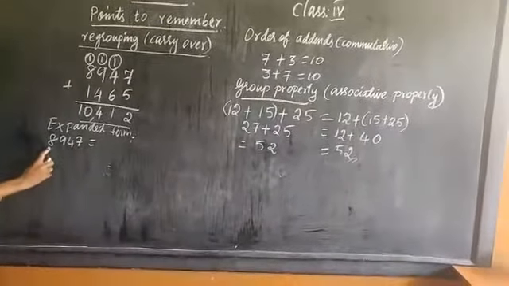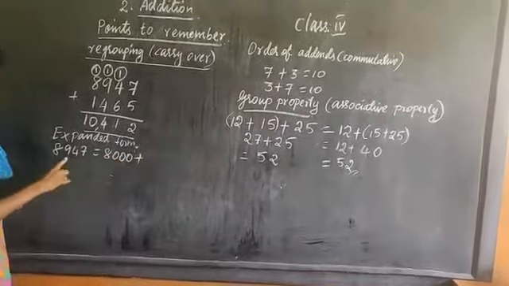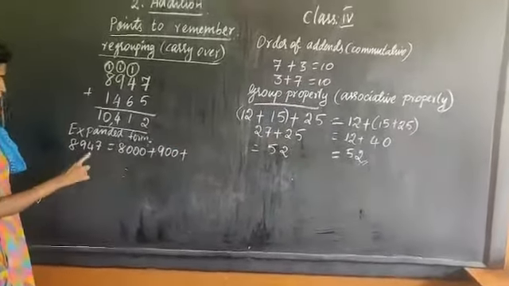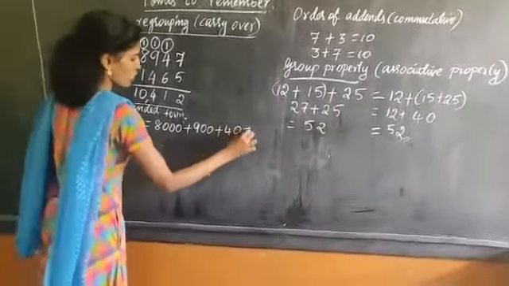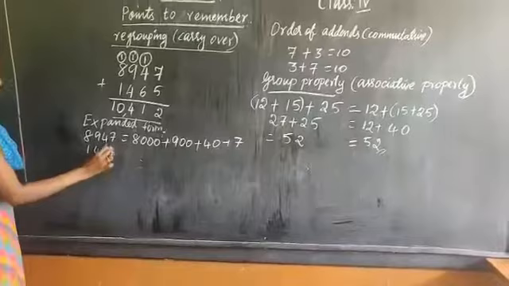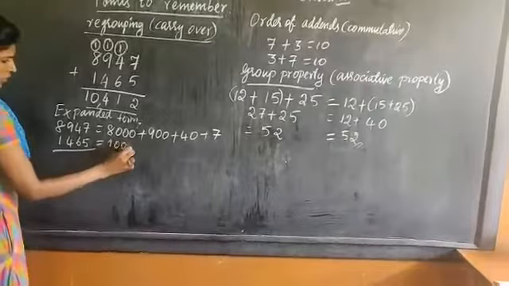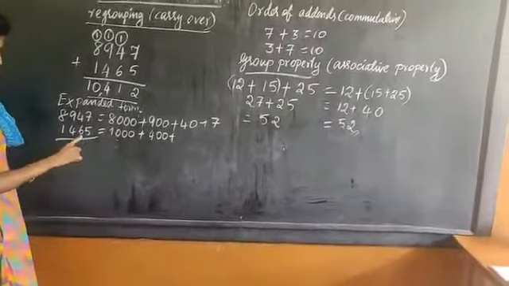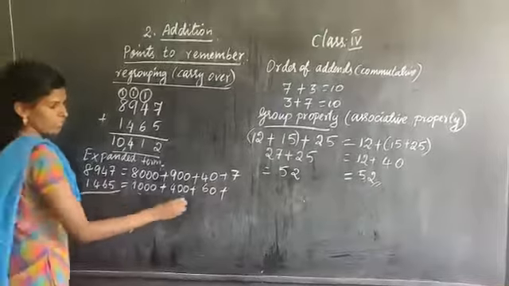So 8 is in thousands place, its place value will be 8000. Plus 9 is in hundreds place, so its place value will be 900. Again 4 in tens place, its place value is 40. Again 7 in ones place, its place value is 7. Again next number 1465. So 1 in thousands place, its place value is 1000. Again 4 is in hundreds place, so its place value is 400. Plus 6 in tens place, its place value is 60. Again 5 in ones place, its place value is 5.